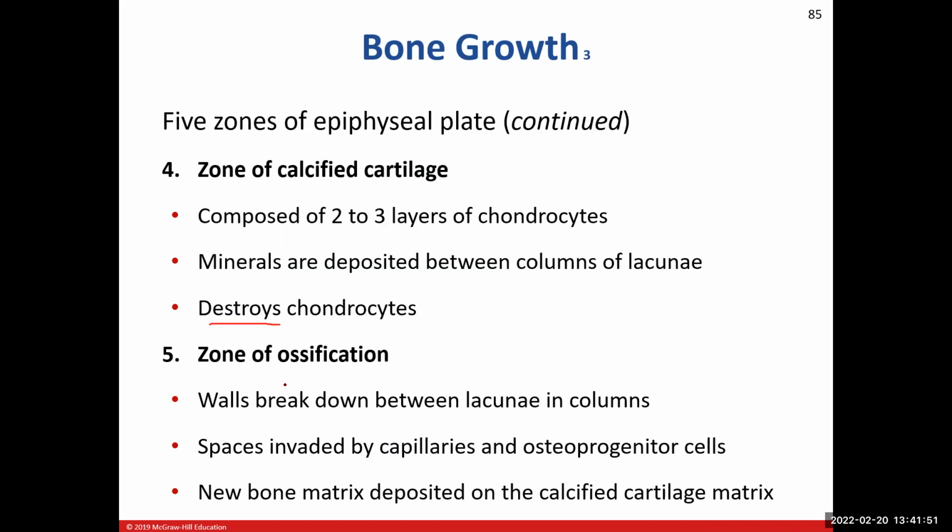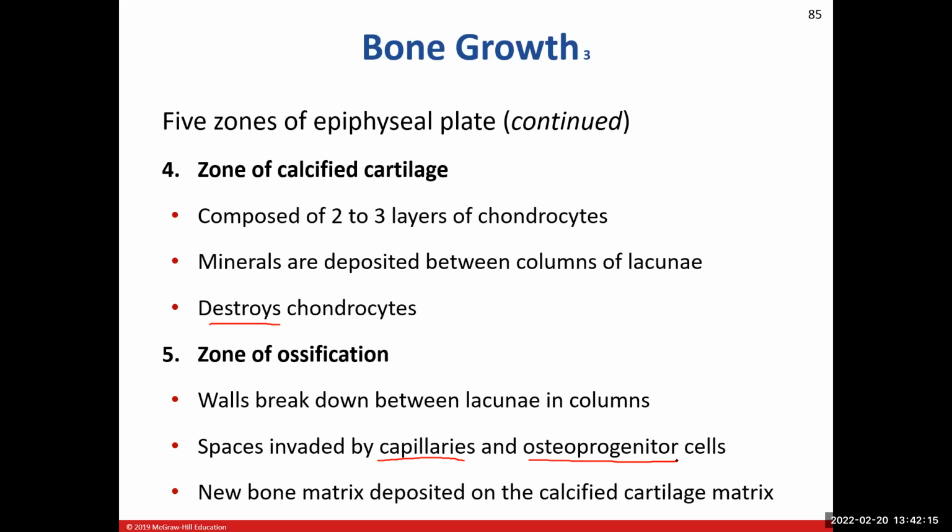Right now, we're going to start to break down those walls of the lacuna. And so we're going to get some capillary growth in there. You know what capillaries are going to bring? They're going to bring that blood supply in there for the ingredients, the nutrients that we need to make bone. And then, of course, our osteoprogenitor cells are going to move into the area, and they're going to do what they do best. They're going to differentiate into osteoblasts.